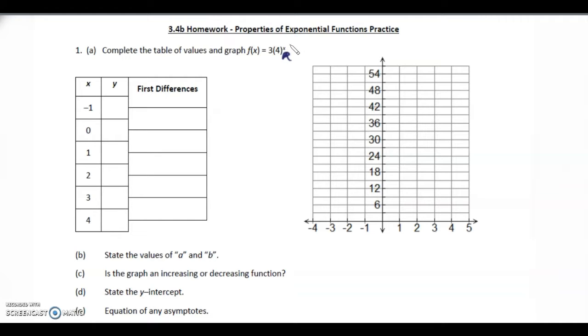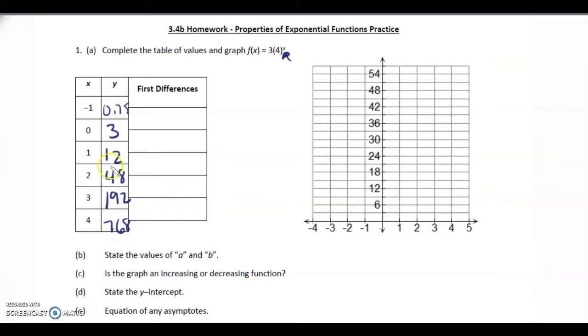So we would have 3 times 4 to the exponent -1. I get 0.75. 3 times 4 to the exponent 0, I get 3. 3 times 4 to the exponent 1, I get 12, 48, 192, and then I get 768.